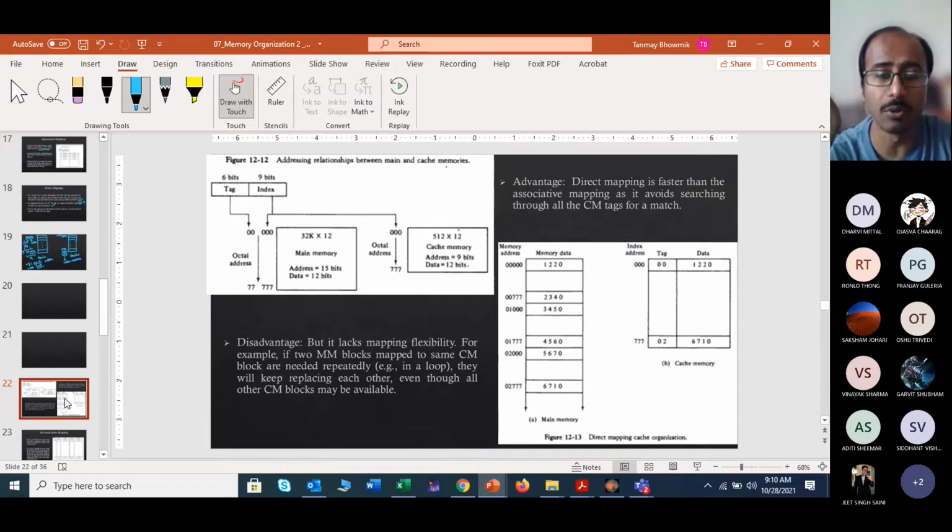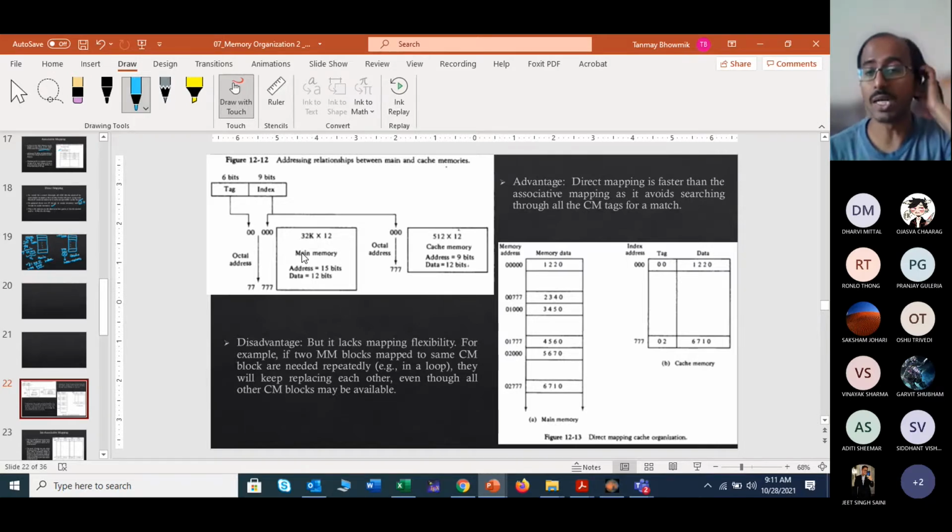All the addresses are represented in octal, so that is why 5 digits have been written. Data is 12-bit, which is why 4 digits have been written here. You can see only 4 digits have been written for the data because it is 12-bit, so we are representing it in octal: 4 into 3 is 12. The other thing is that main memory and cache memory have been separated. Address is 15-bit, data is 12-bit. Here address is 9-bit, data is 12-bit. Our data bits are the same in both cases.